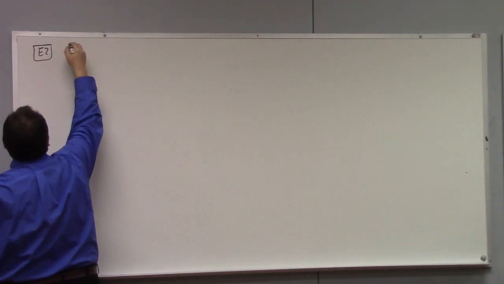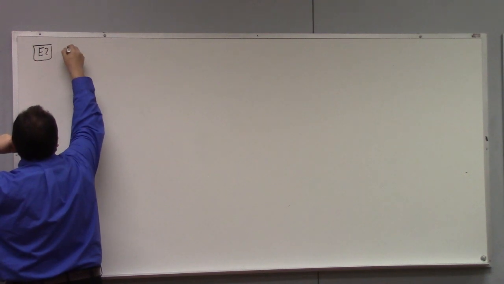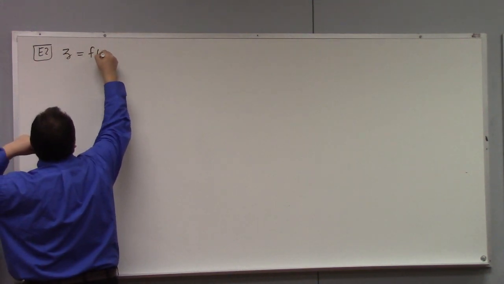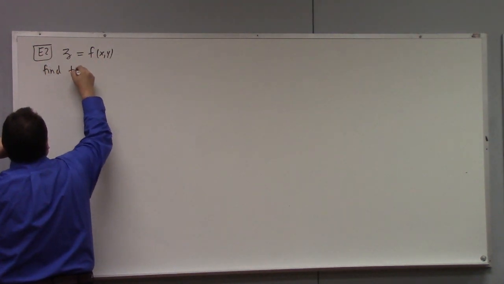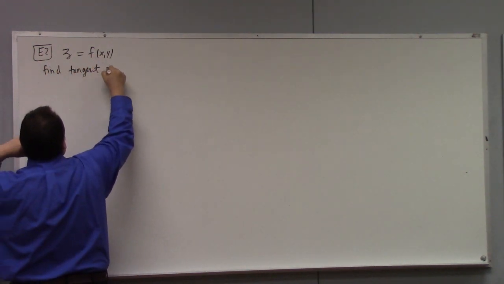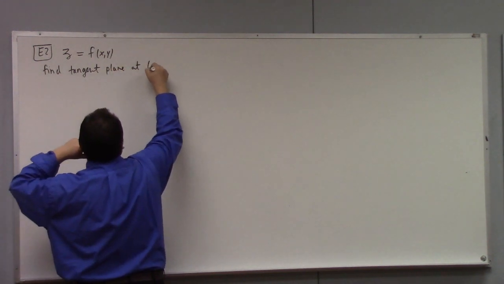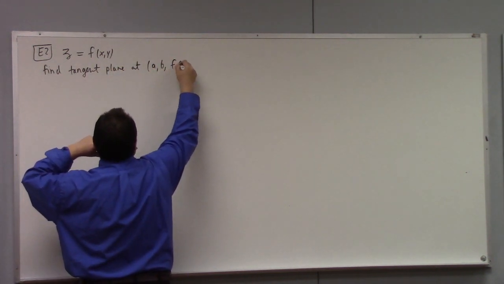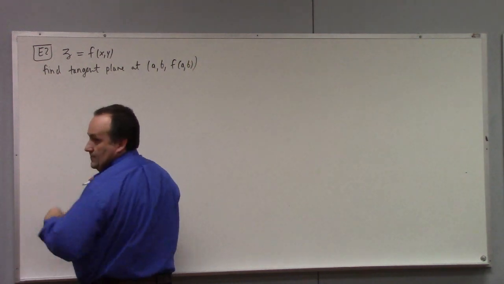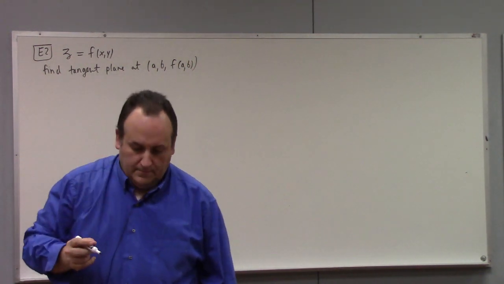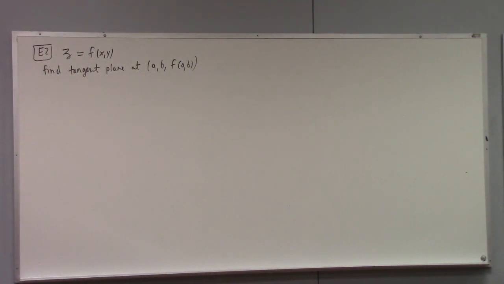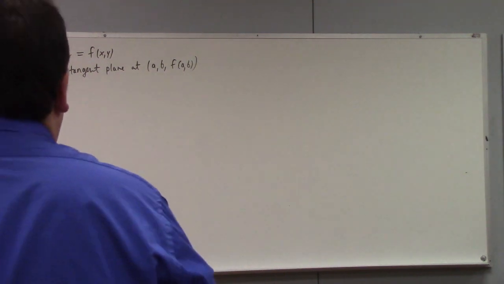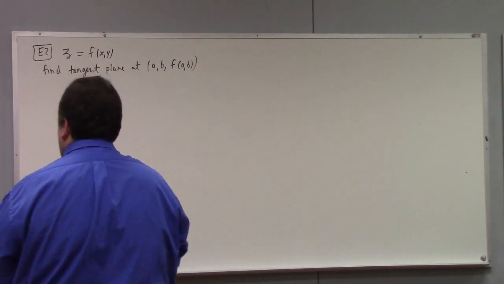But example 2 is just going to be, suppose we've got z equals f of x, y, all right? Let's find the tangent plane at (a, b, f of a, b). All right? And I'm assuming here that the function that we're looking at of two variables is differentiable and such.